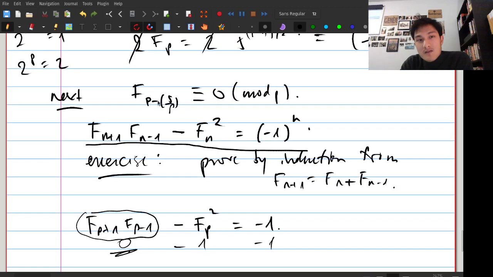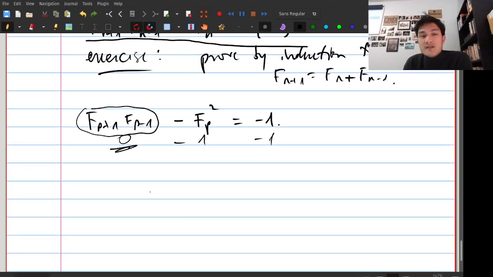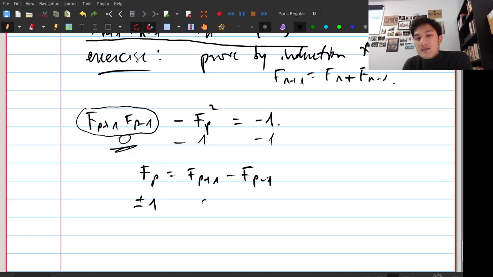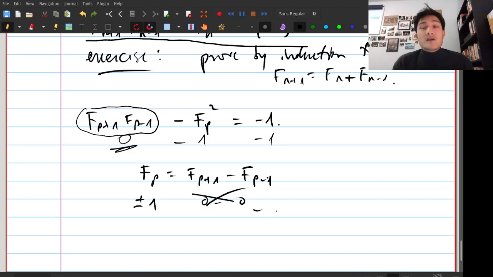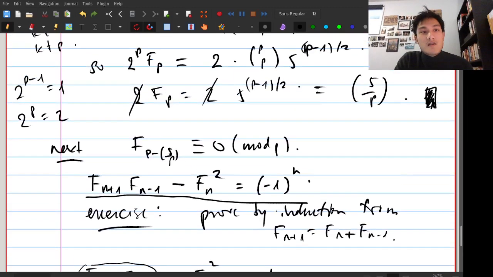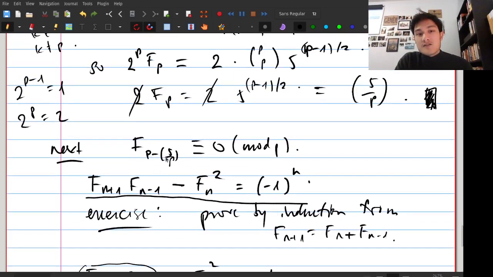But this says more, obviously. This says that one of those has to be 0, but the thing that has to be 0 is actually f_{p minus the Legendre symbol}. And note, they can't both be 0, because f_p is equal to f_{p+1} minus f_{p-1}, and we already know that f_p is plus or minus 1. So they can't both be 0, because if this is 0 minus 0, you don't get plus or minus 1. So we already know exactly one of f_{p+1} and f_{p-1} has to be 0, and we're going to show now that it's f_{p minus the Legendre symbol}.